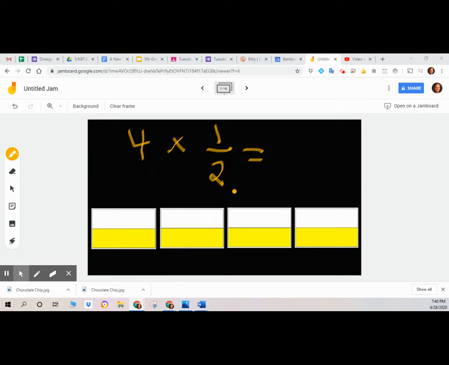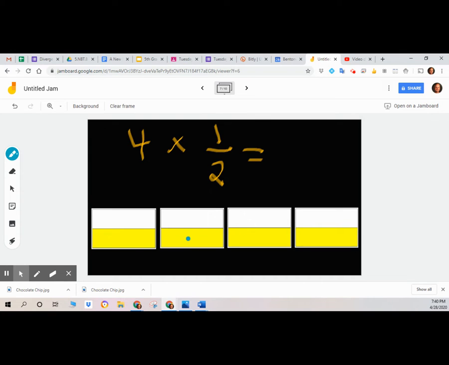Now let's look at what it's going to look like to make 4 batches of a recipe. That means you're going to be multiplying it by 4. So in this case, we would have 4 groups of 1/2, which would be your 1, 2, 3, 4 groups.